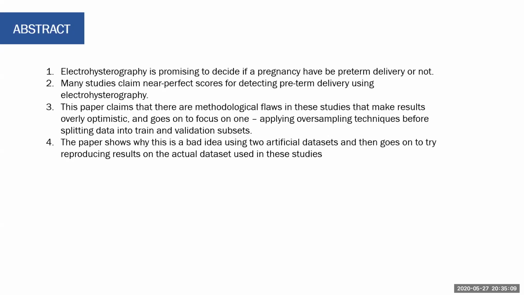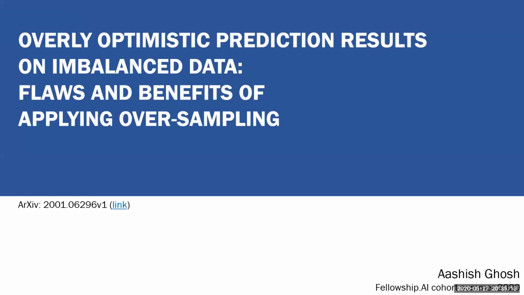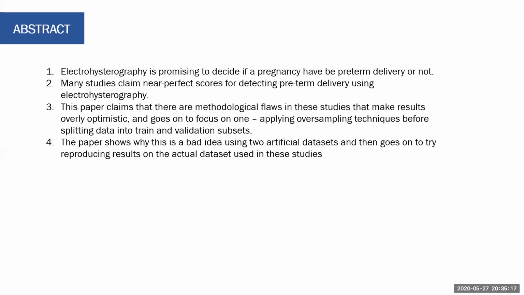This paper, the arXiv 2001.06296, says that there are certain flaws in how these studies were done and their experiments were done, which makes the results over optimistic. The paper shows why this is a bad idea using a simple toy data set, and then goes on to reproduce the results and show what happens when you properly apply oversampling.